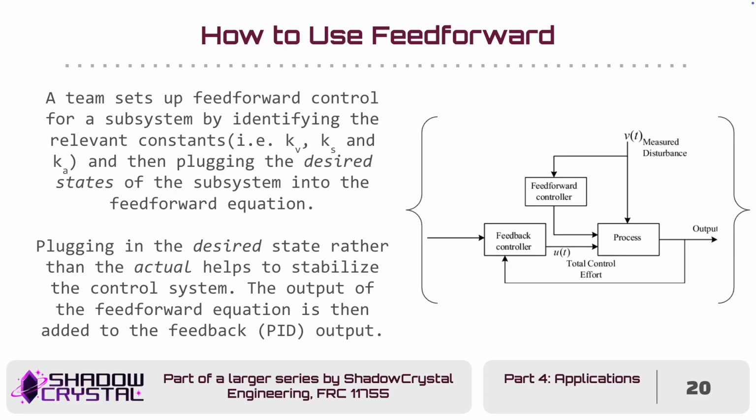All right, very good. So, how do you use it? Well, you set up feed-forward control by first defining your constants. Those are your Kv, your Ks, and your Ka. And then, whenever you are doing control operation in code, you plug in your desired state into the feed-forward equation.